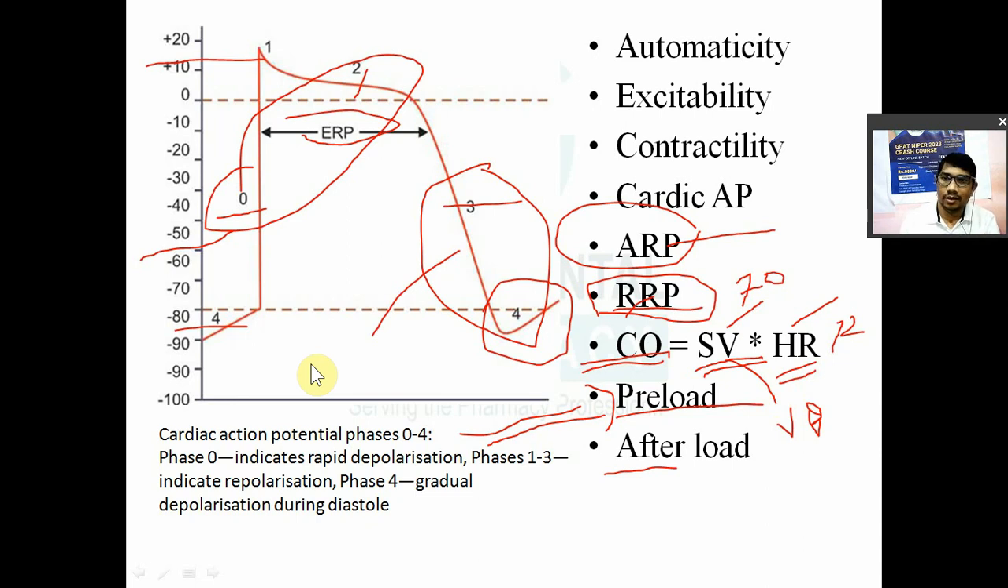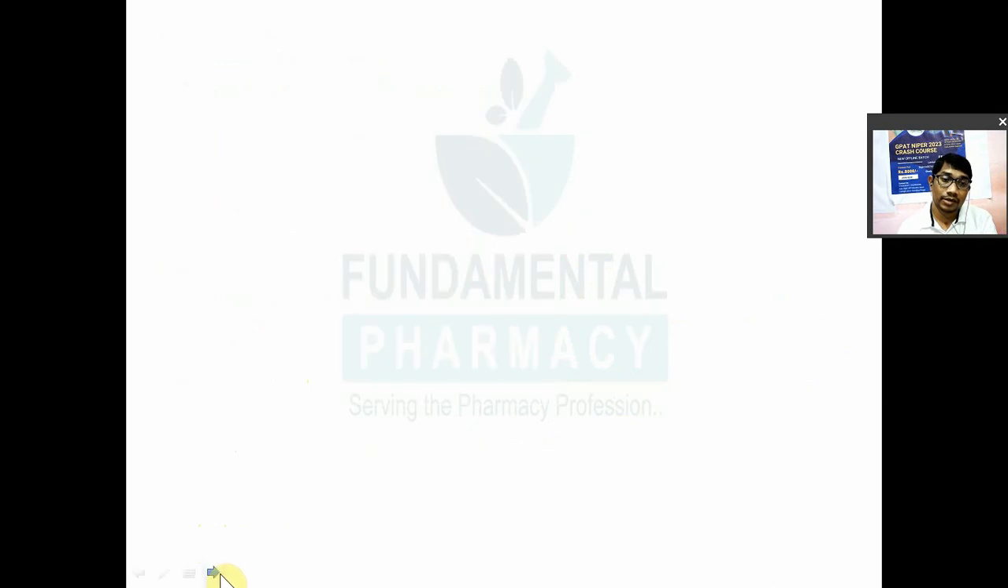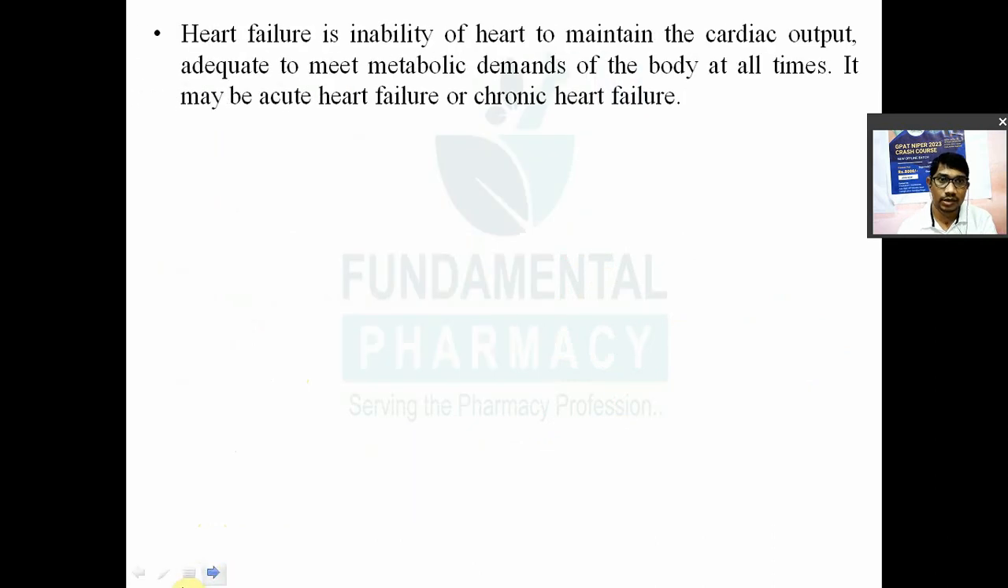Heart failure means what? It is inability of heart to maintain the proper cardiac output. The normal value of cardiac output is around 5 liters on average. So if your heart is not able to produce a sufficient amount of cardiac output, obviously it will not meet your body's demand. Heart failure is nothing but the inability of heart to maintain a cardiac output adequate to meet the metabolic demands of your body at all times.